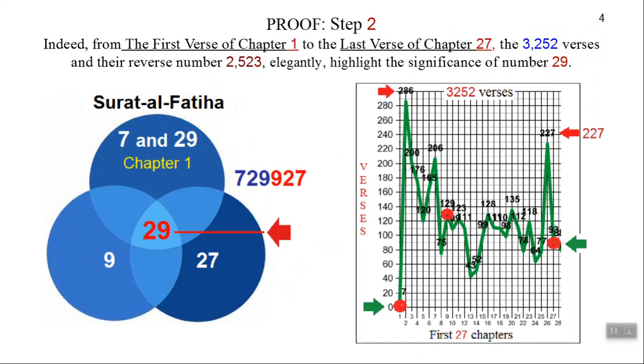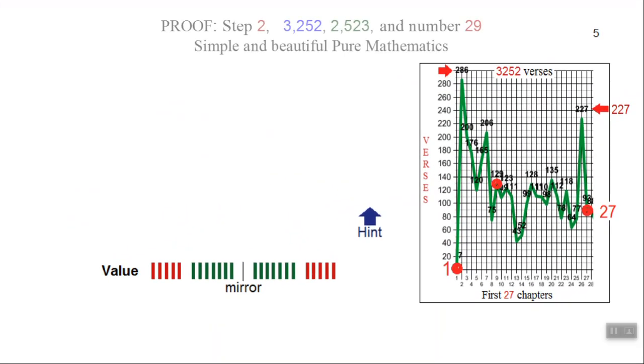Indeed, from the first verse of chapter 1, which is the first extraordinary chapter, to the last verse of chapter 27, which is the last chapter of the 3 extraordinary chapters, the 3,252 verses of the 27 chapters, and their reverse number, which is 2,523, clearly, elegantly, and miraculously highlight the significance of number 29. Here is the proof.